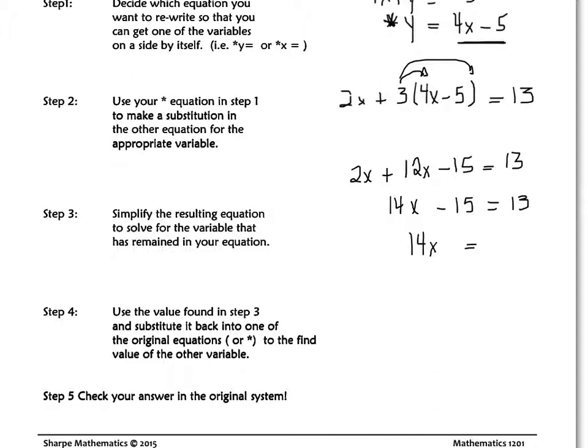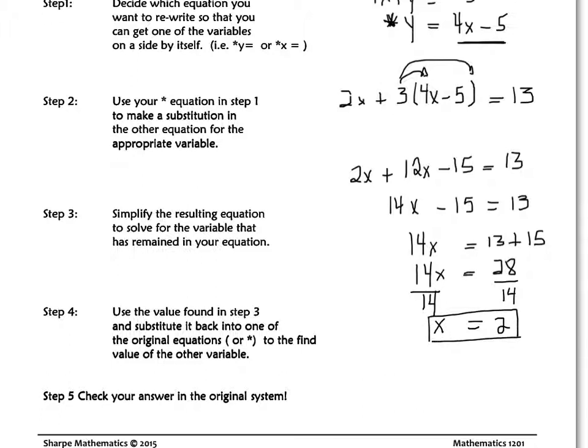So that negative 15, if you add 15 to both sides, you would end up with 13 plus 15 on the right hand side of the equation, and just the 14x on the left side, and that gives you 14x equals 28. And then to get x by itself, you just simply divide both sides by the number in front of x, which in this case is 14. So you end up with x is 2. So now we have one of the values of the variables that we're looking for.